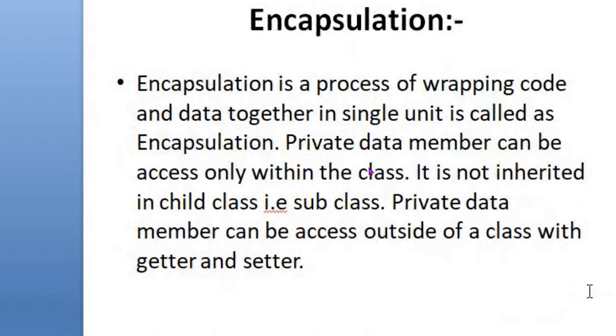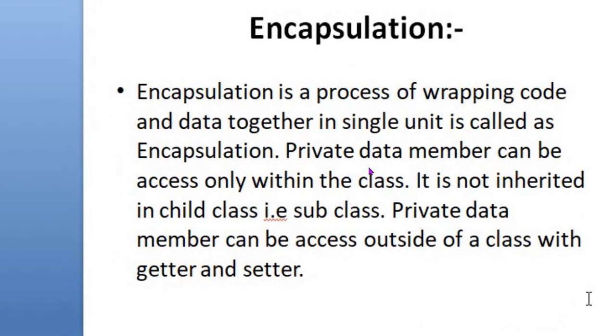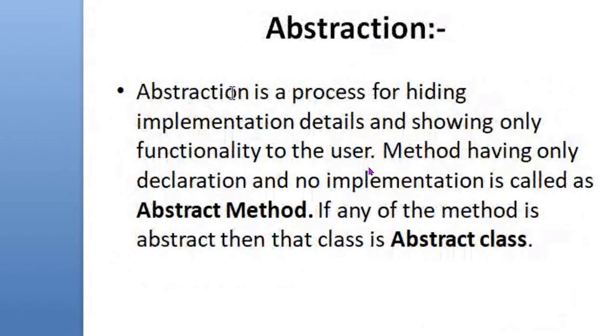Encapsulation is the process of wrapping code and data together in a single unit. It's called encapsulation. Private data members can be accessed only within their class. They are not inherited in the child class, that is the subclass. Private data members can be accessed outside of a class with getter and setter methods. Abstraction is the process of hiding implementation details and showing only functionality to the user. A method having only declaration and no implementation is called an abstract method. If any method is abstract, then that class is called an abstract class.